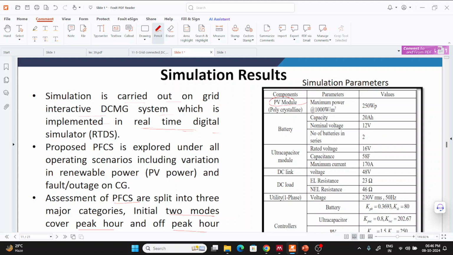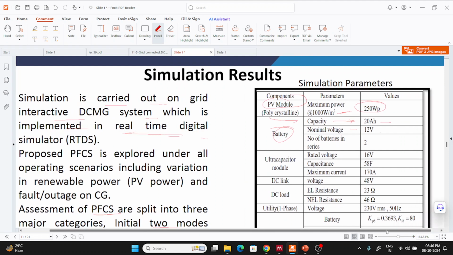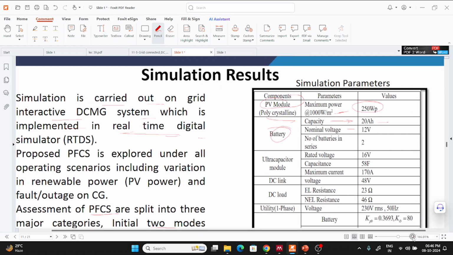First we took a PV module, which is polycrystalline, with a maximum power at 1000 watt per meter square, a value of 250. Battery, which has a capacity of 20 ampere hour. Nominal voltage is 12 volt. Okay, let me zoom it for you. Just a second. I think it will be visible.